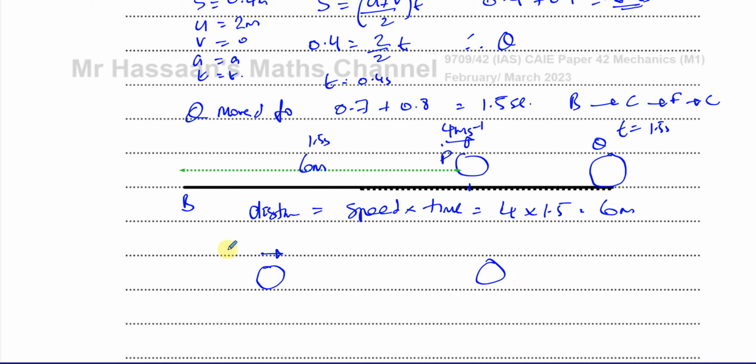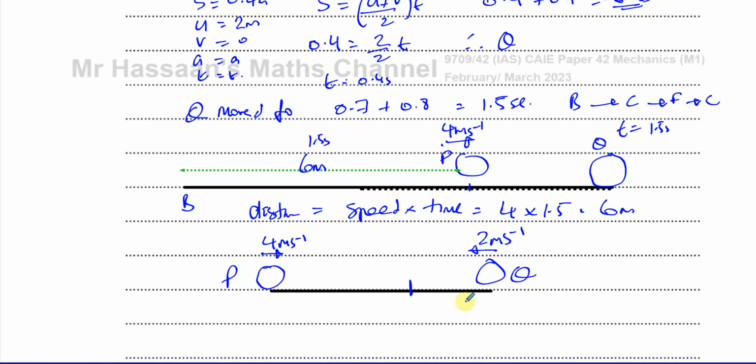I know that this is P and this is Q. I know that P is moving at a speed of 4 meters per second this way, and Q is moving at a speed of 2 meters per second this way, and I want to find where they meet. There's going to be a certain distance at which they meet. Of course, it's going to be closer to Q than P because this is moving faster.